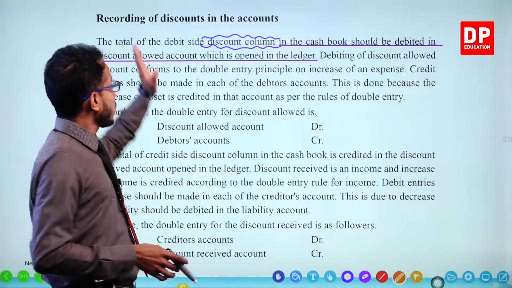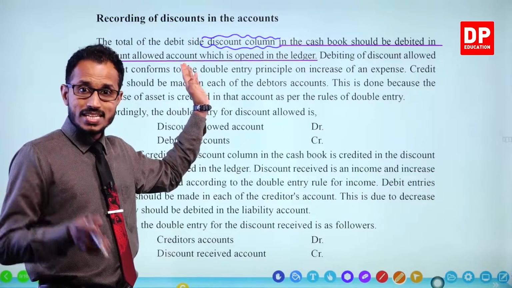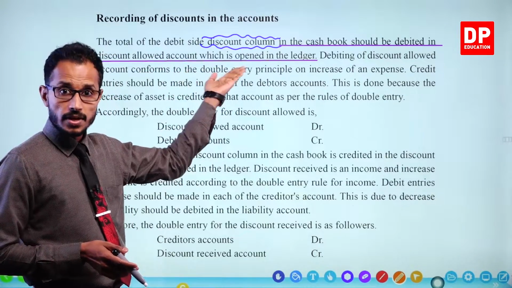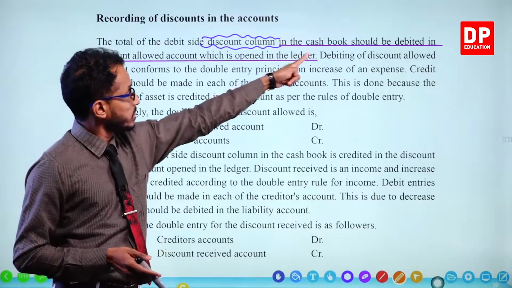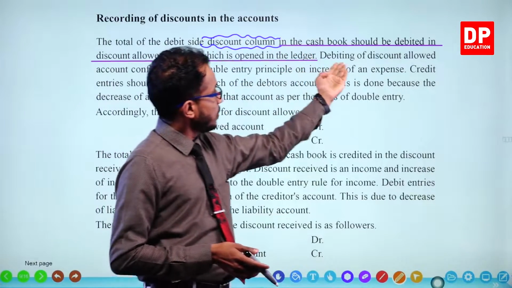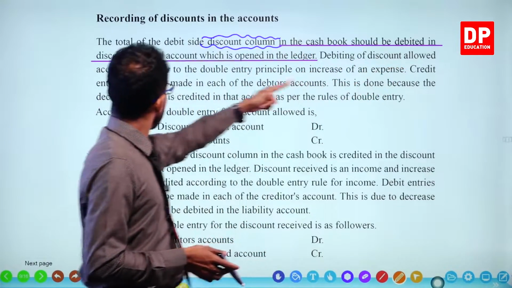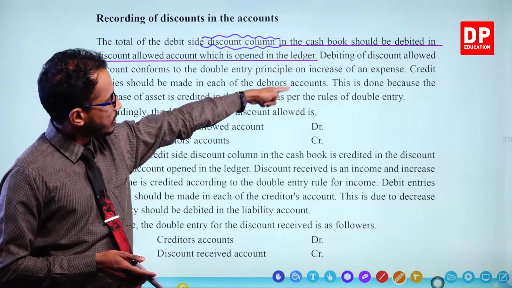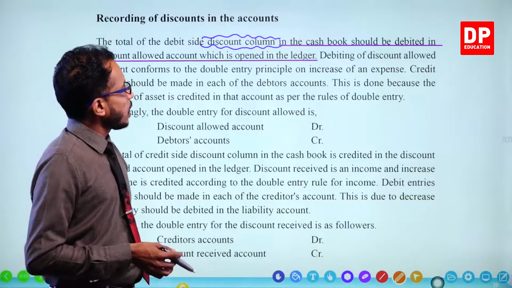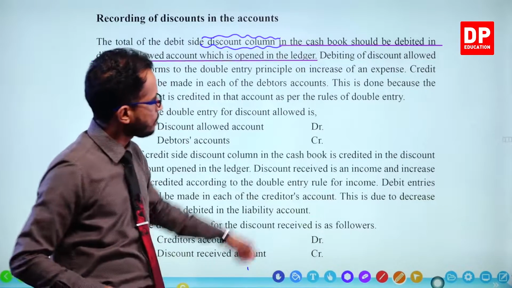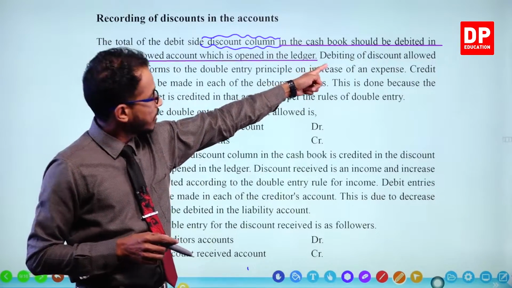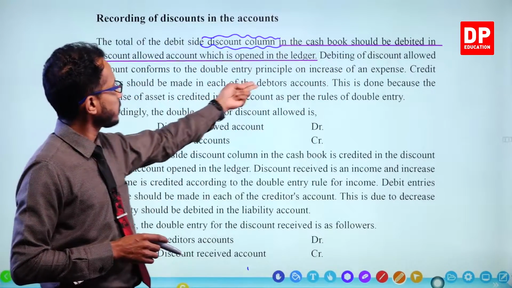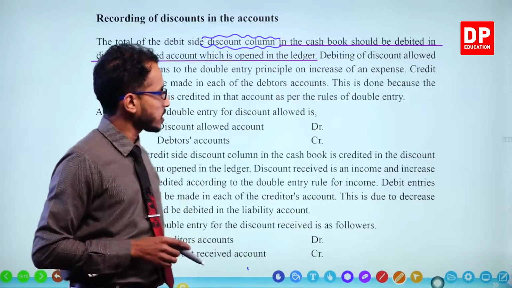All right, children. So in detail, it is given in the textbook in this manner. We read through this part. Debiting of discounts allowed account conforms to the double entry principle on increase of an expense. Okay, what does it say? Debiting of discounts allowed account conforms to the double entry principle on increase of an expense.